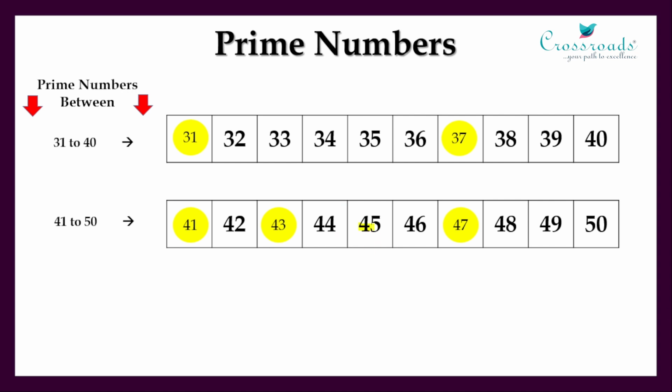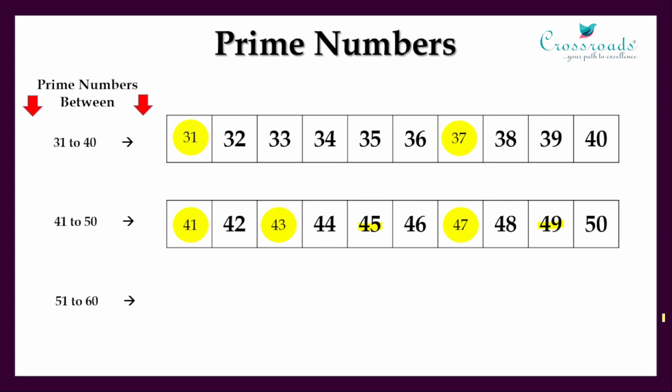Which are the numbers we left out? 45 and 49. 45 again is a multiple of 5. 5 nines are 45. And it's a composite number. 49 is a multiple of 7. 7 sevens are 49. Hence it will become a composite number.